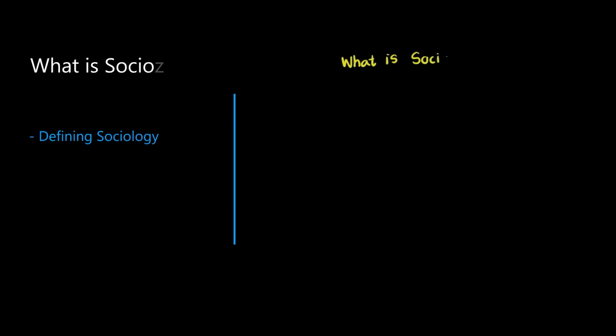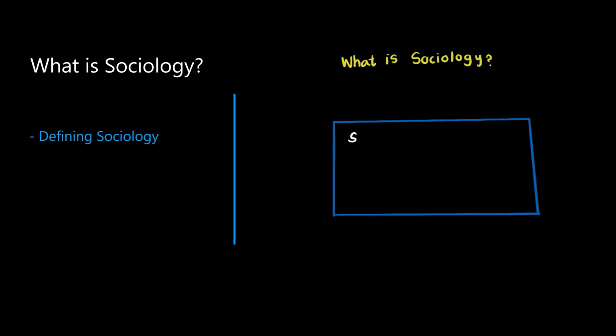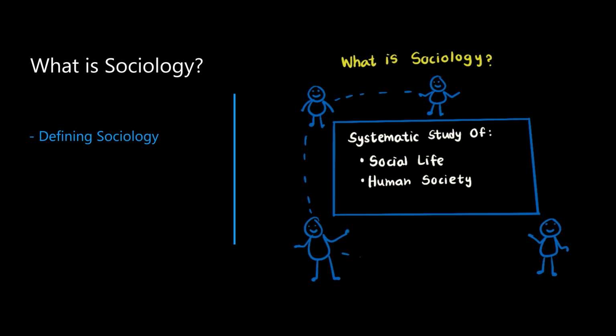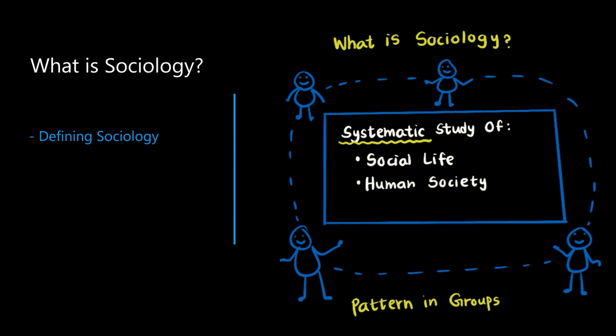Let's start with the most fundamental question. What exactly is sociology? At its core, sociology is the systematic study of social life and human society. Now, what makes sociology unique is that it's not just about individuals. It's about understanding how social forces shape our lives in ways we might not even realize. Think about it this way. Sociology looks at the patterns that emerge when humans interact with each other in groups and societies.